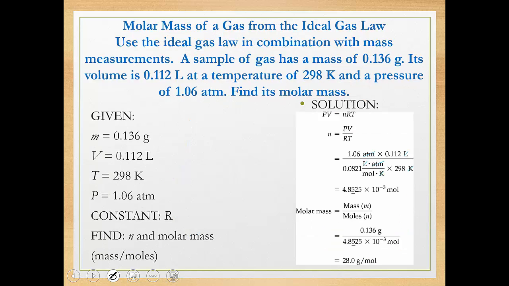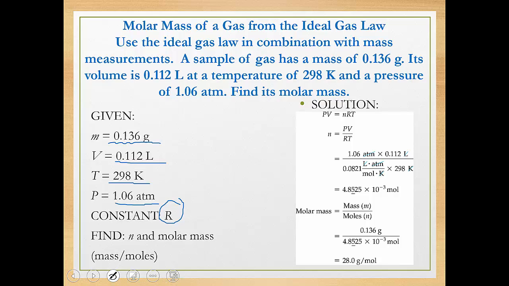Now, what if I don't have the units that I need to start with? Let's say in this case, I'm told the mass of the sample of gas, not the number of moles. It has a mass of 0.136 grams, a volume of 0.112 liters, a temperature of 298 Kelvin, and a pressure of 1.06 atmospheres. Okay, and I know the constant.